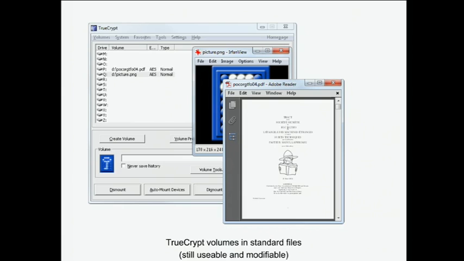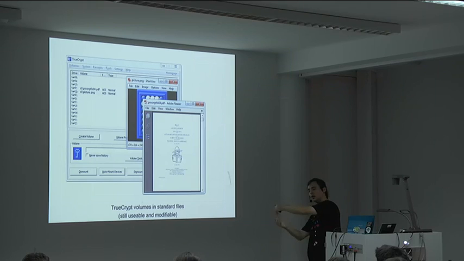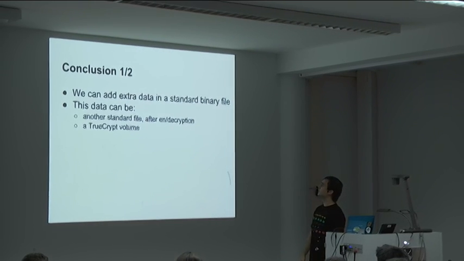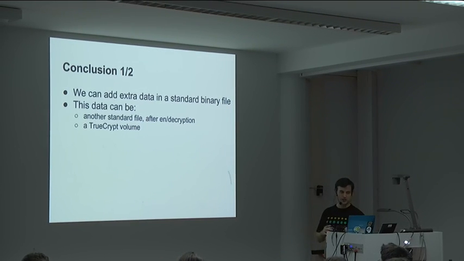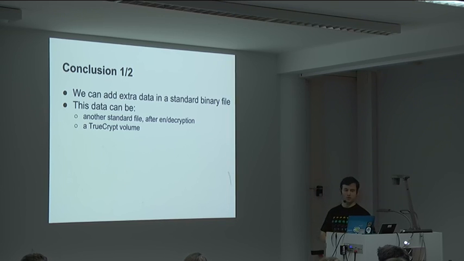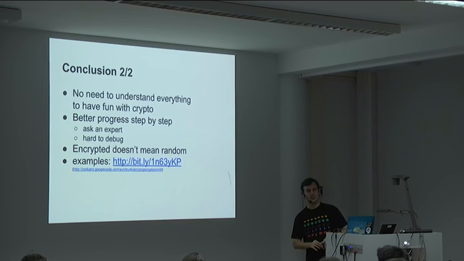And you can also do that with other formats. So the same technique that we use with encryption to make the encrypted data ignored can be used to hide a TrueCrypt volume. So, conclusion, for both cases, we can add extra data in a standard binary file. And in one case, this data can be another standard file after encryption or decryption, or if you want, a TrueCrypt volume.